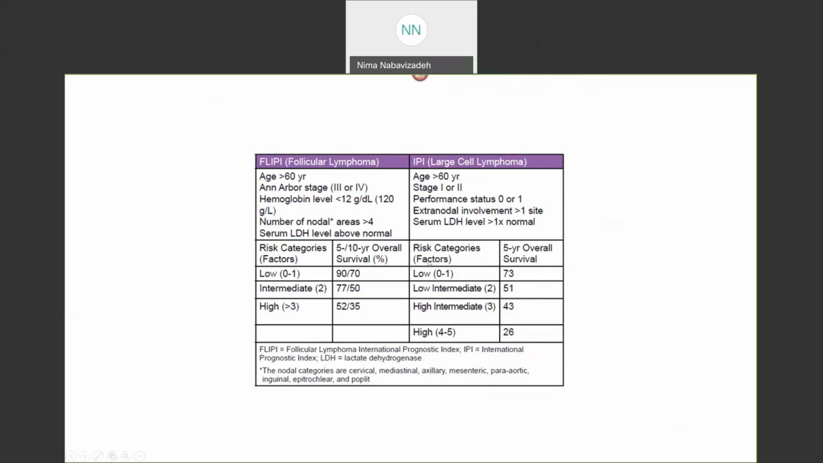So you can see patients who are less than 60 years old, who have early stage diffuse large aggressive lymphoma, good performance status, no extranodal involvement, meaning no involvement of lymphoma outside of lymph nodes, who also have a normal serum LDH. They have a great 5-year overall survival of 75% after treatment. And this is in comparison to older patients with more advanced disease who, unfortunately, don't do as well.